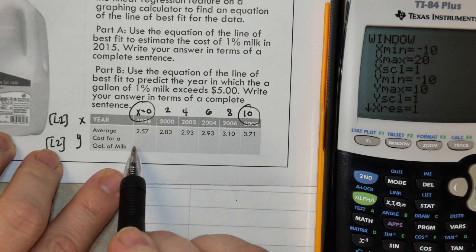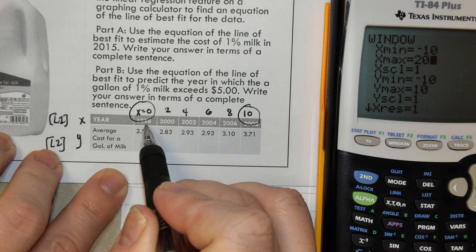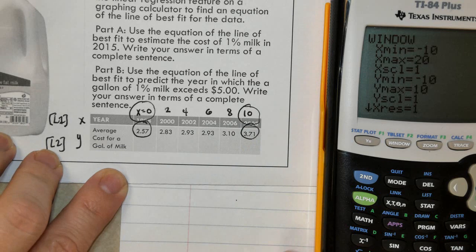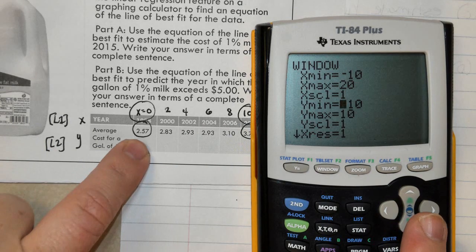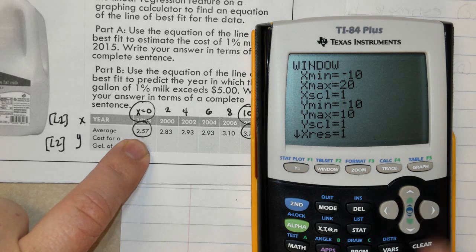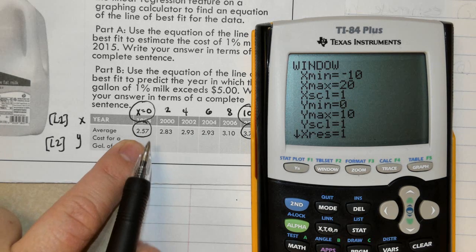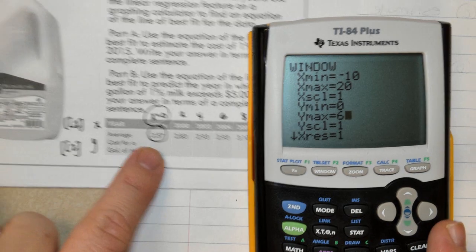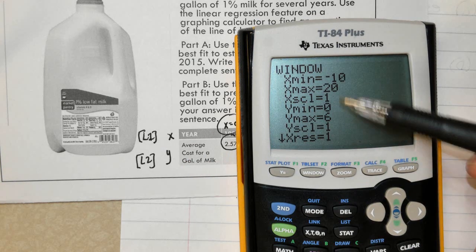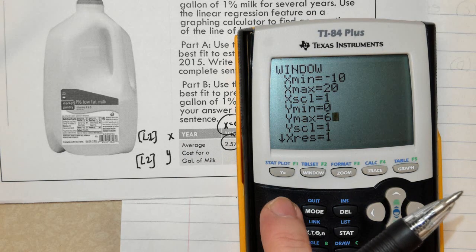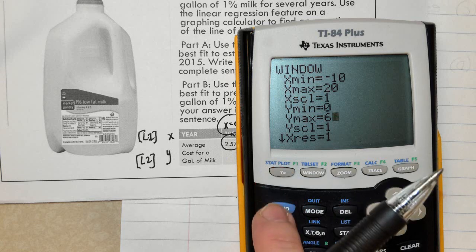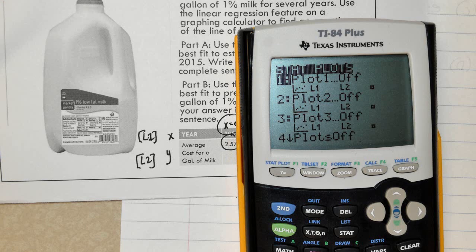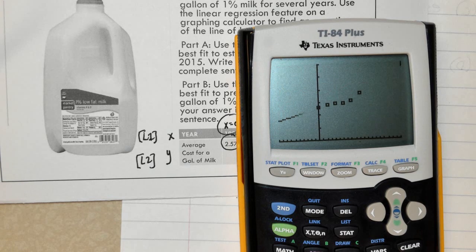Now the cost of a gallon of 1% milk, the average, okay, so this is my lowest number and this is my highest number. So I need to at least go below 2.57. Could I keep it at negative 10? Sure, but I know 0 is below that, and I'm going to go 0 to 6. I can always adjust. So I've come up with a range that allows us to see everything. Please hit second stat plot, and now I want to turn on so I'm allowed to see where are those points.